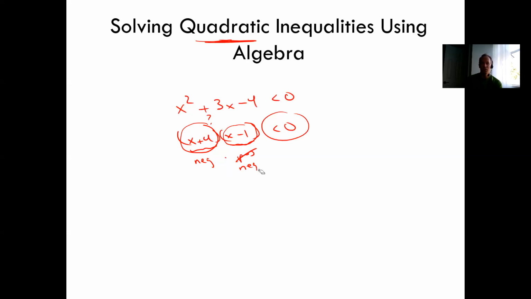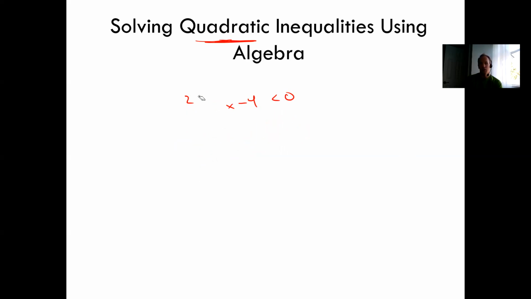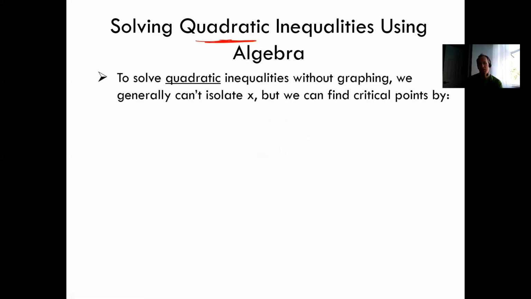If it gets kind of weird and confusing, that's because although the concept should not be too hard when we're looking at it here. So let's just take a second and remember what we're going to do when we're solving quadratic inequalities and you're not graphing: you generally can't isolate x. That's kind of the whole thing. So everything I was just saying is all about that. You can't isolate x, but you can find critical points. And remember, critical points are x-intercepts.